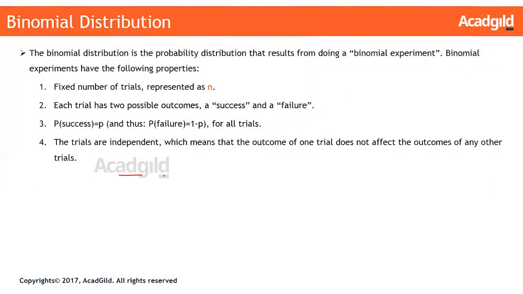So the question was that I toss a coin 5 times and in how many ways can I get 3 heads? So toss 1, toss 2, toss 3, toss 4, toss 5. If I get head on first, head on second, head on third and 2 tails, then this is P, P, P and 1 minus P, 1 minus P. That makes it P cube into (1 minus P) the whole square.